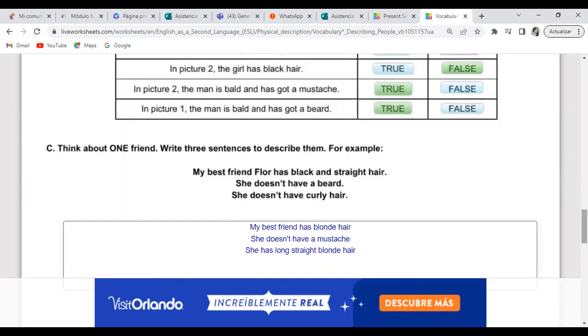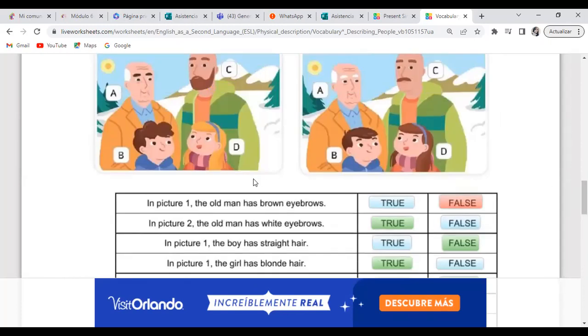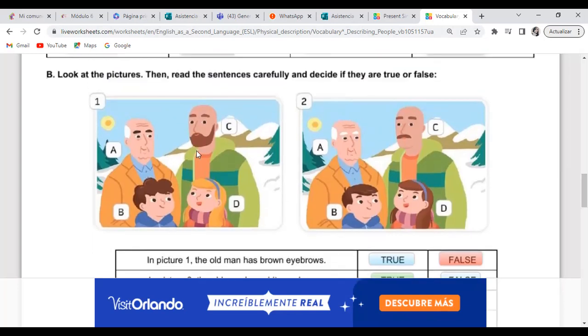Oops. In the first picture, according to the key of this exercise, the old man has brown eyebrows. It was true. Pero bueno, nosotros se los vemos negras. Tal vez sea un error de la clave del ejercicio, porque realmente, chicos, vean, si ustedes se fijan, se le ven negras al señor grande. Porque al de la letra C se le ven cafés y al señor sí se le ven más oscuras. Entonces, pues a lo mejor fue un error de la clave del ejercicio.